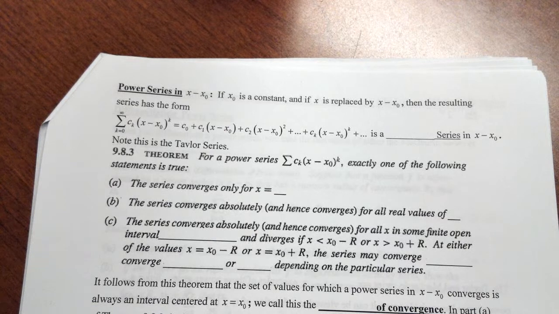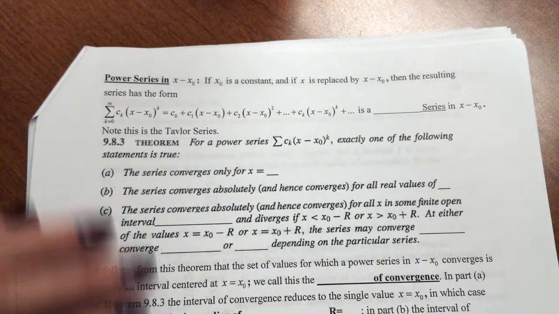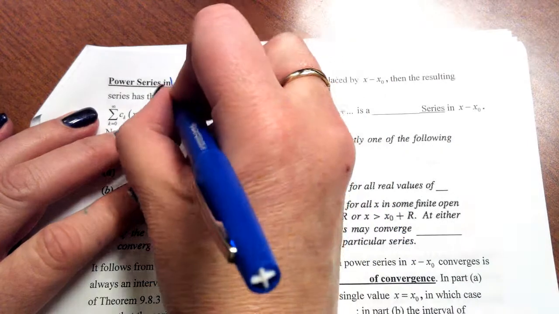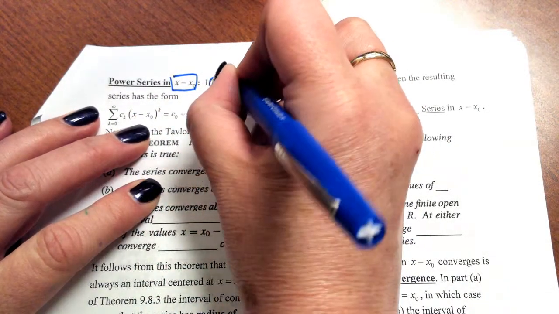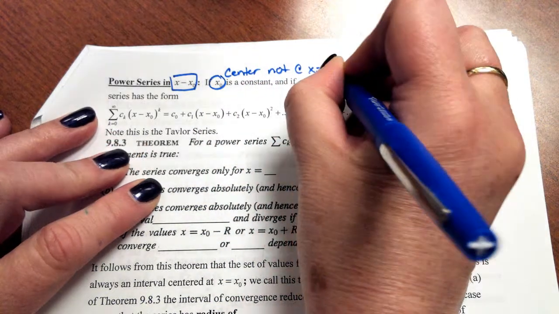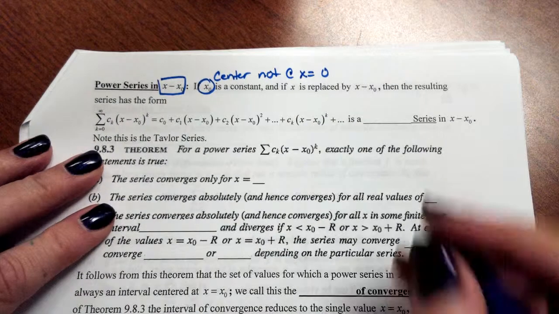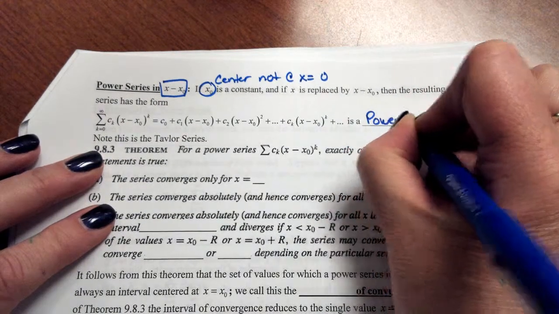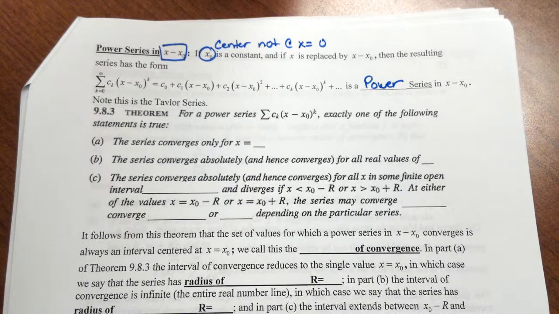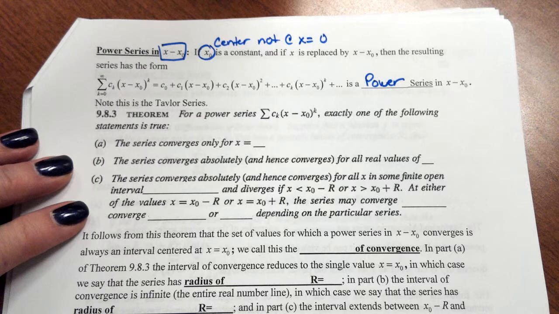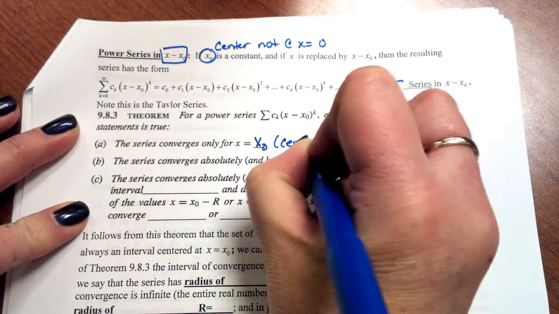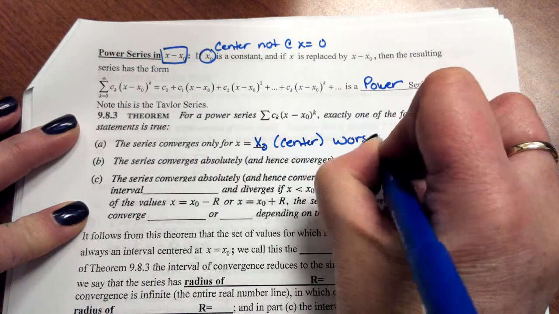So you also can do these if you're dealing with your Taylor series where the center is not at 0. So again, here's my x minus x sub 0, and again, here's my center not at x equals 0. So again, we still have a power series in x. And again, we're still going to have to do the same process like we did for the Maclaurin. You're still going to have your 3 situations we're checking for. It may just converge at the center. And this is your worst case scenario.